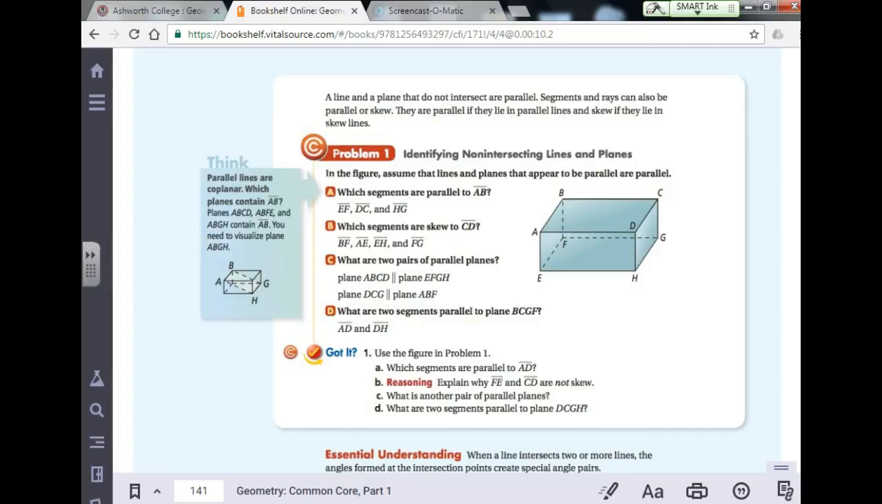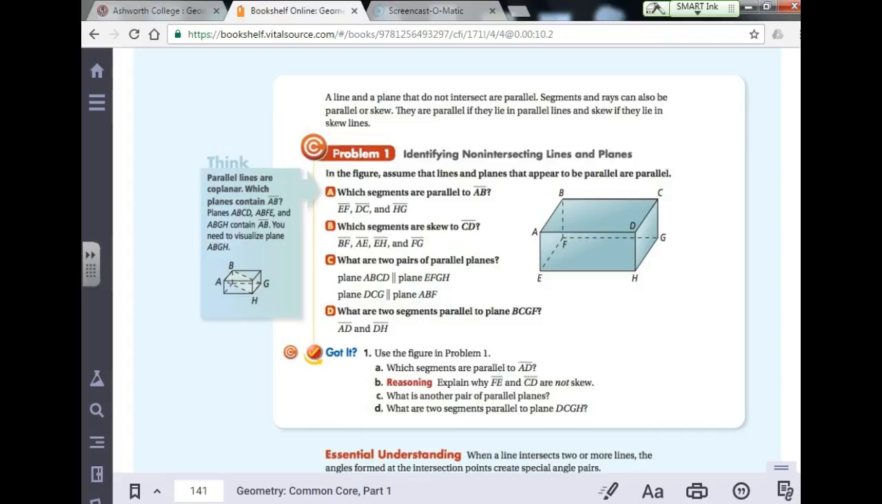And then finally, D, what are the two segments parallel to plane BCGF? BCGF is this back one back here, the one that looks like the back side of the box. So the plane right there consists of these edges right here. And so two edges that would be parallel to that would be AD and DH. You could have also said EH or AE, so any one of those. They just happen to name those two right there, but you could have named that one and still been fine. Okay?